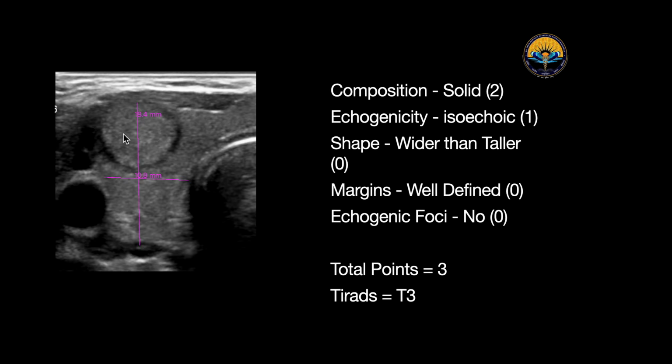Okay, so composition wise, we can say this was a solid lesion, so we need to grade it. For echogenicity, it's almost isoechoic to surrounding thyroid tissue, so we will give it 1 point. It's almost wider and equal to taller, so it's normal. Shape is 0. Margins are well defined or smooth, so 0. Echogenic foci, we cannot see any echogenic foci within it, so 0 points. So the points which we gave were 2 for solid and 1 for isoechoic, so it was a total of 3 points, and 3 points is mildly suspicious, TI-RADS 3 grading.